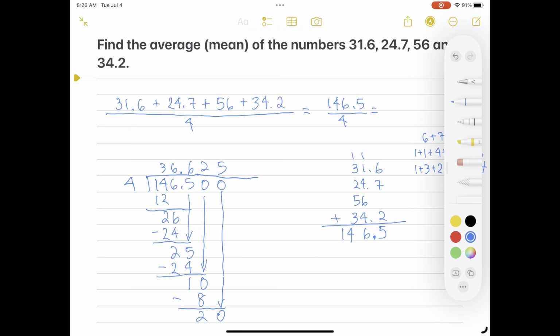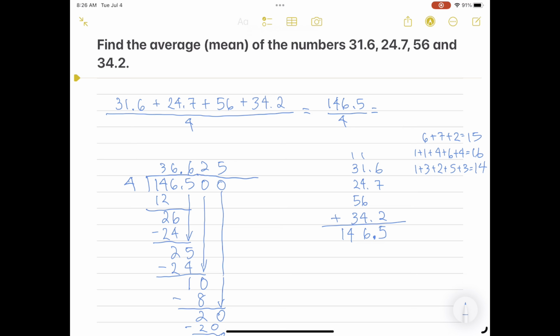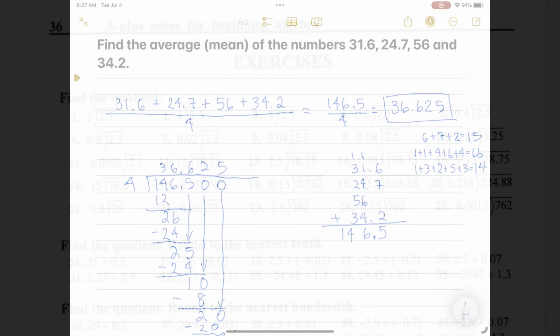4 goes into 20 5 times. So 4 times 5 equals 20. 20 minus 20 is 0. So now we're done with the division. 146.5 divided by 4 equals 36.625, which is the average of all those numbers, and box your answer.